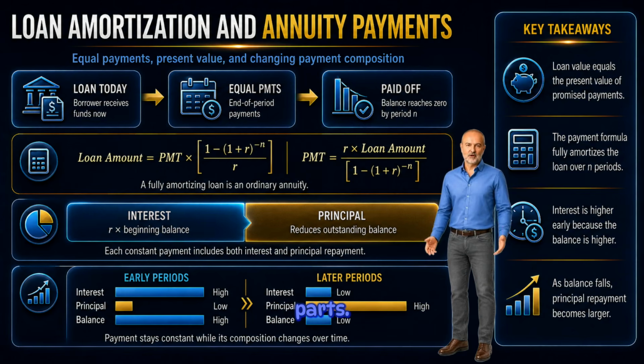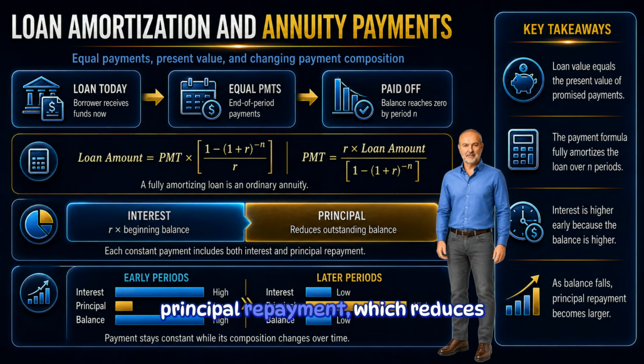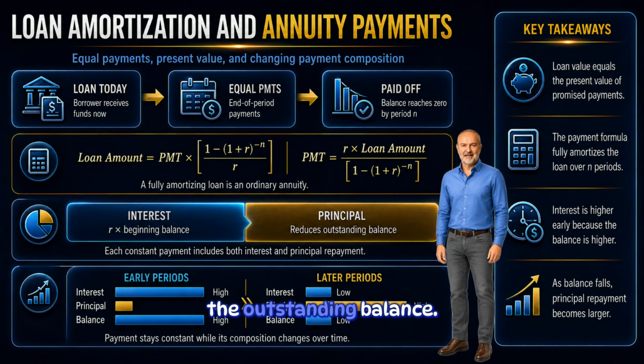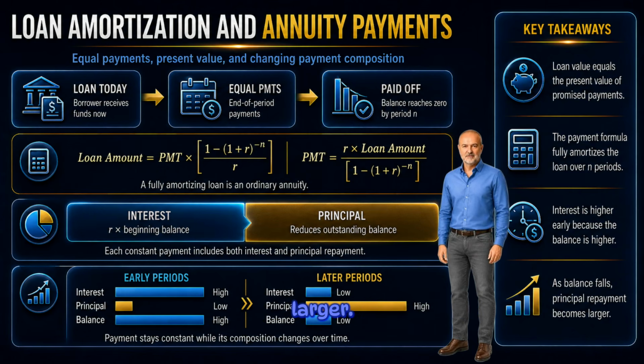Each payment has two parts. The first part is interest, calculated as the periodic rate times the beginning loan balance. The second part is principal repayment, which reduces the outstanding balance. At the start of the loan, the balance is high, so the interest portion is high. Later, as the balance falls, interest becomes smaller and principal repayment becomes larger. The payment can stay constant while its composition changes.